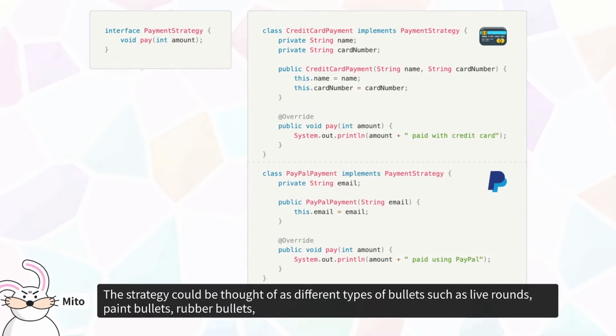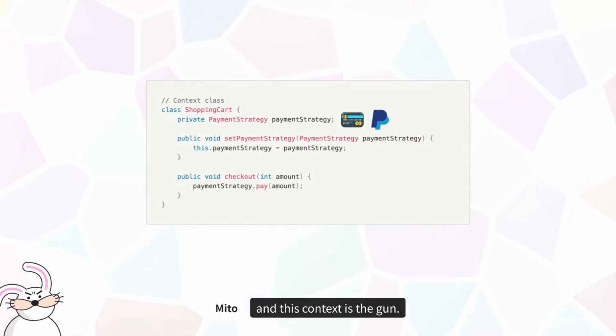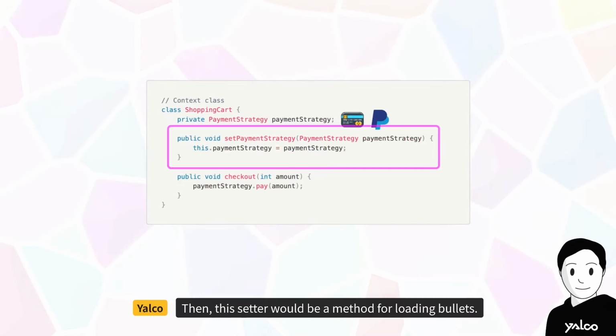The strategy could be thought of as different types of bullets, such as live rounds, paint bullets, rubber bullets, and this context is the gun. Yes, it's one way to look at it. Then, this setter would be a method for loading bullets.